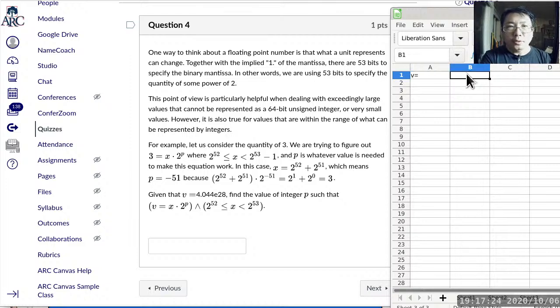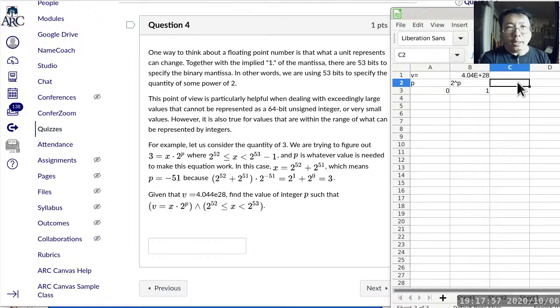All right, so let's go ahead and enter what is v. So v is, in this particular example, 4.044 times 10 to the power of 28. Okay, and now we just say, let's look at all the possible p. And this time I'm going to do it the proper way. We start with 0 over here, and now we look at 2 to the power of p.